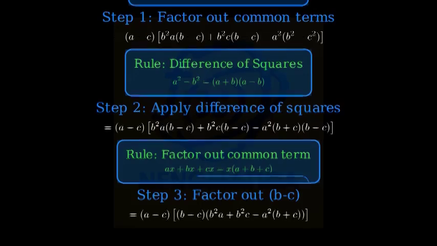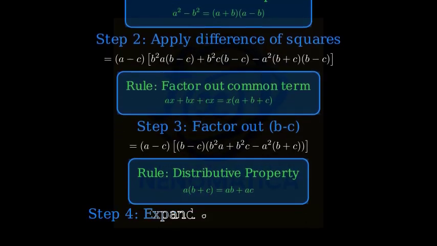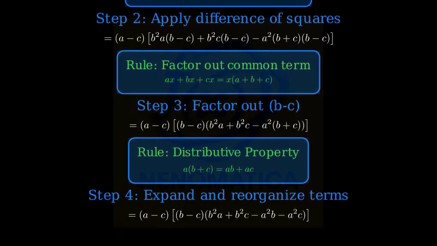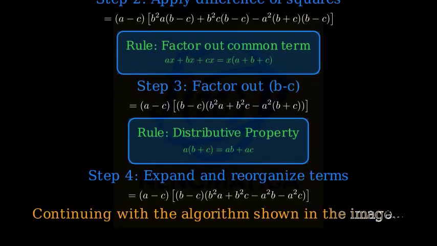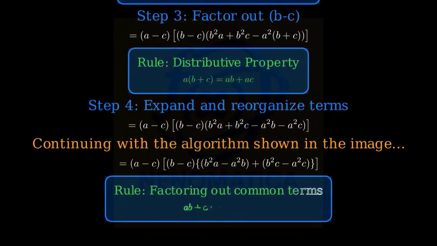Let's distribute and combine like terms inside the innermost brackets. We have b squared a plus b squared c minus a squared b minus a squared c. Notice that we've expanded the a squared times (b plus c) into a squared b plus a squared c. Now, looking at the image, it seems there was a note indicating a new algorithm or approach. Let's continue following the steps as shown. Now, we can factor out common terms from each group inside the curly braces.